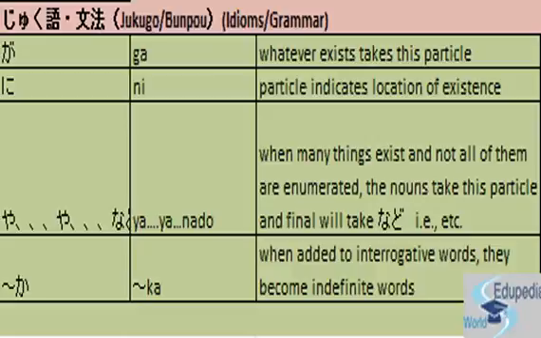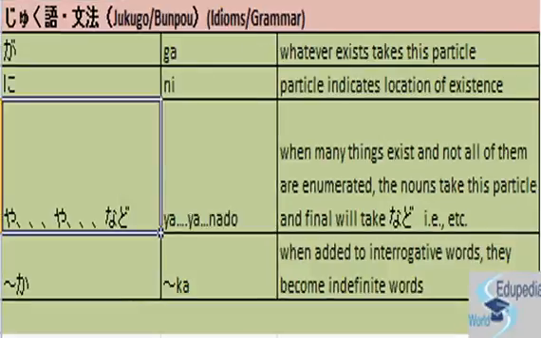Okay. The third grammar is ya, ya nado. If you see the meaning here, it says when many things exist and not all of them are enumerated, the nouns take this particle and finally will take nado, that is etc. For example, you want to say that you have bought these many items in shopping.